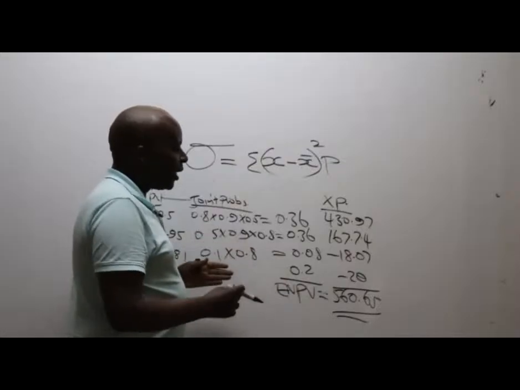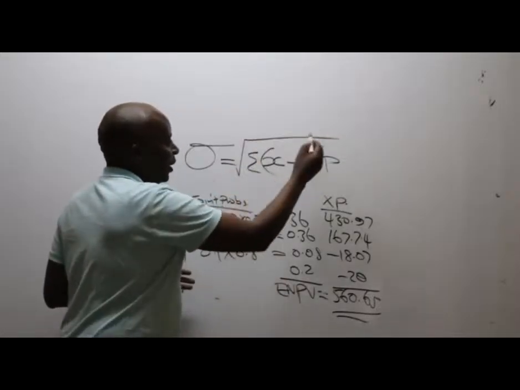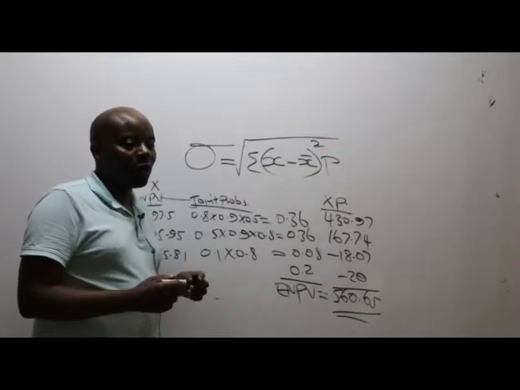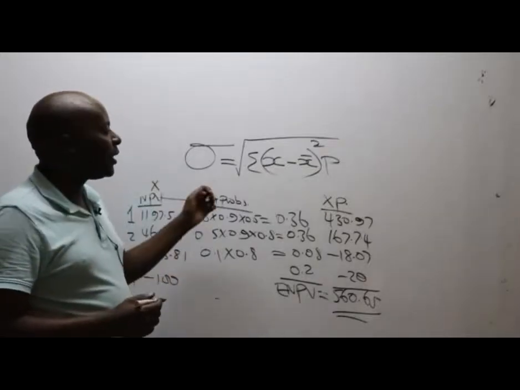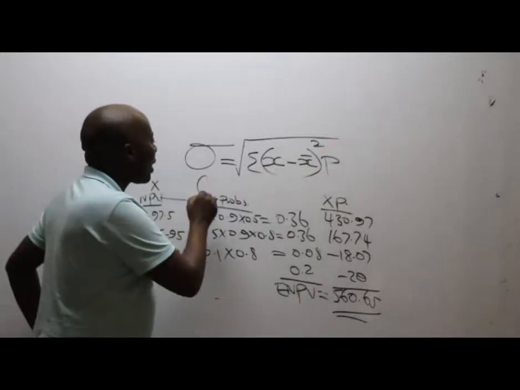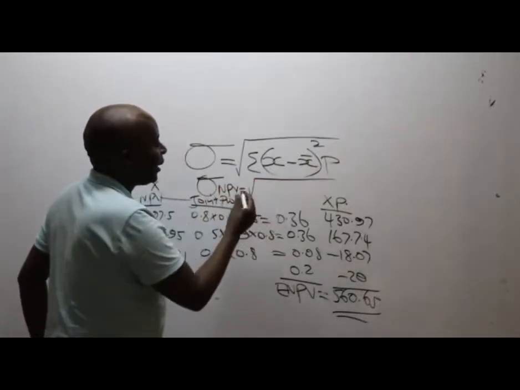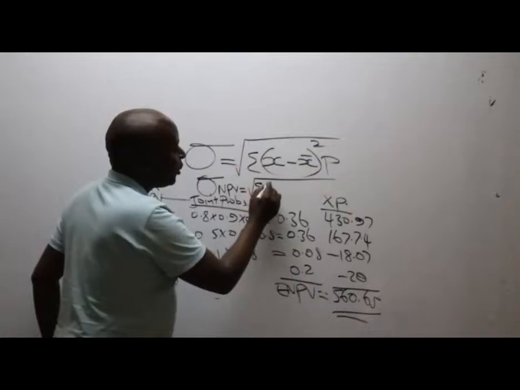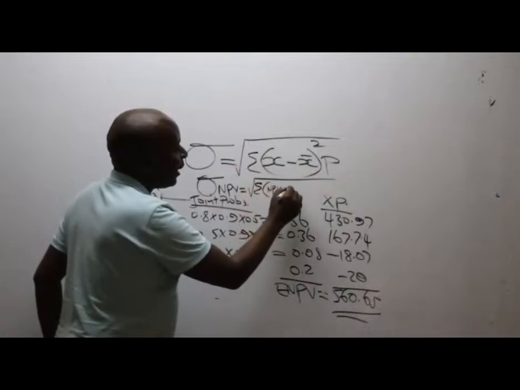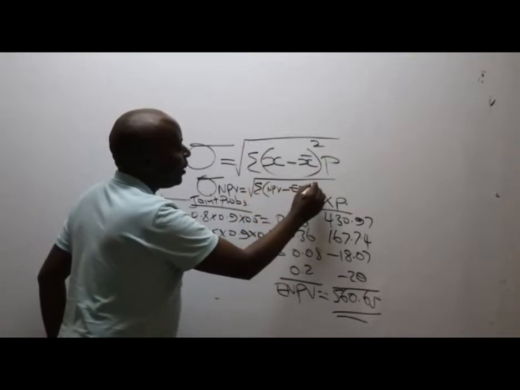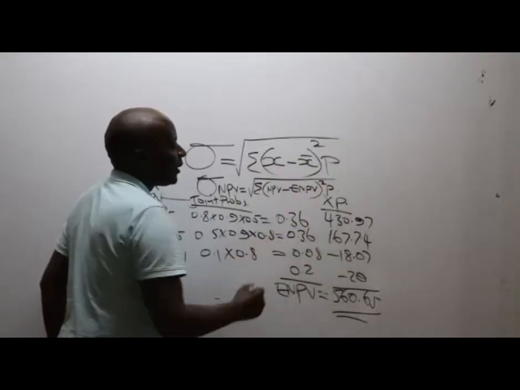It can't end there. We must come and do what here, somebody? We must put a square root to get the standard deviation. Now, this is a general formula. So when they tell me to give them the standard deviation of NPV, I'll put a bracket like that. I'm now copying everything. So this one here will be NPV minus expected NPV, squared, times probability.